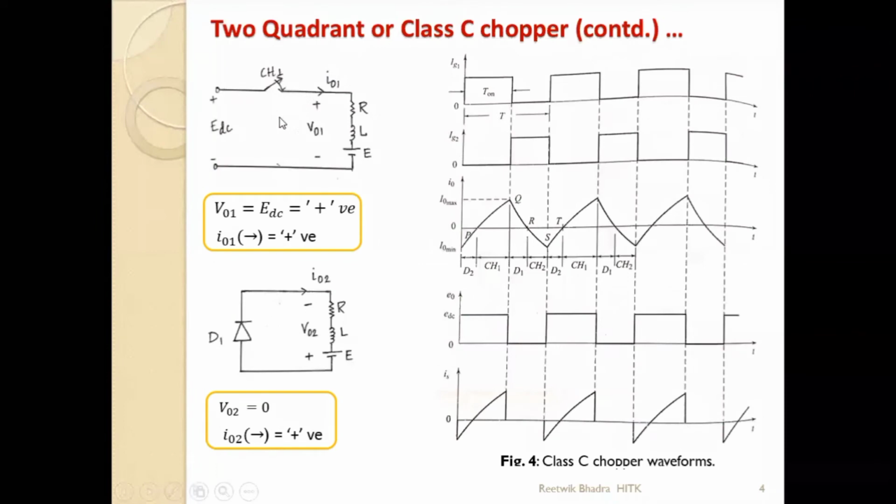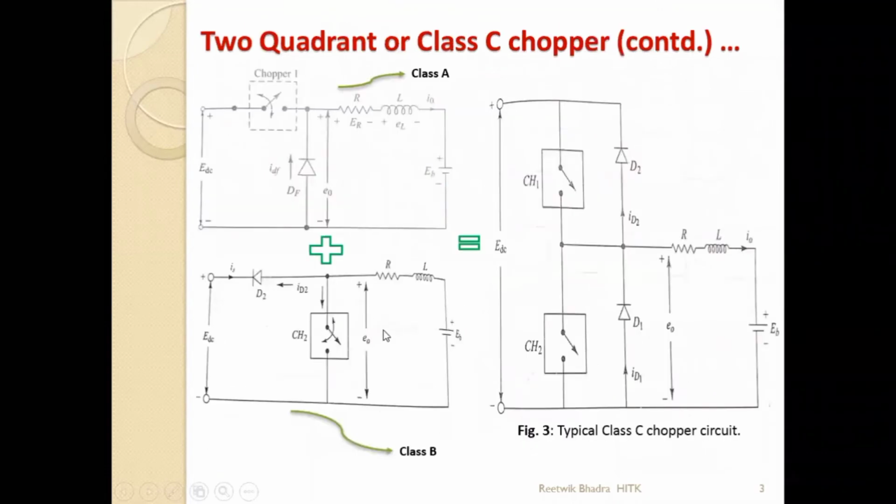It is step down, always step down. Current is from higher potential to lower potential. Current direction is always this one, so it always flows into the load. So it is step down. If you check this class B, current direction is opposite.